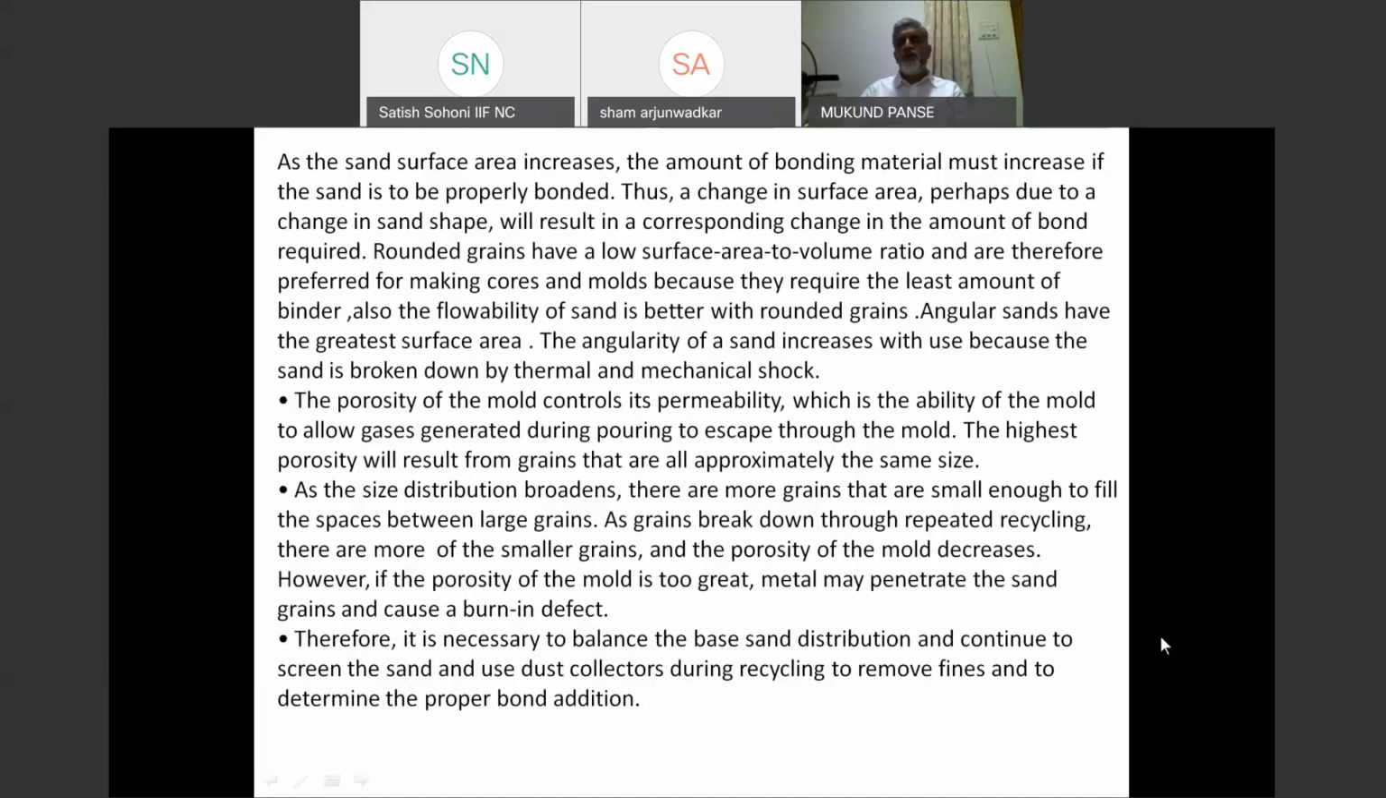The porosity of the mold controls the permeability. When the grains are compacted, rounded grains will leave certain voids, provided you have proper distribution of sand. You try and procure sand with 3 or 4 sieve distribution, 80%, so that there are not many fines and the gap between the two grains is not filled by the fines. You get good permeability.